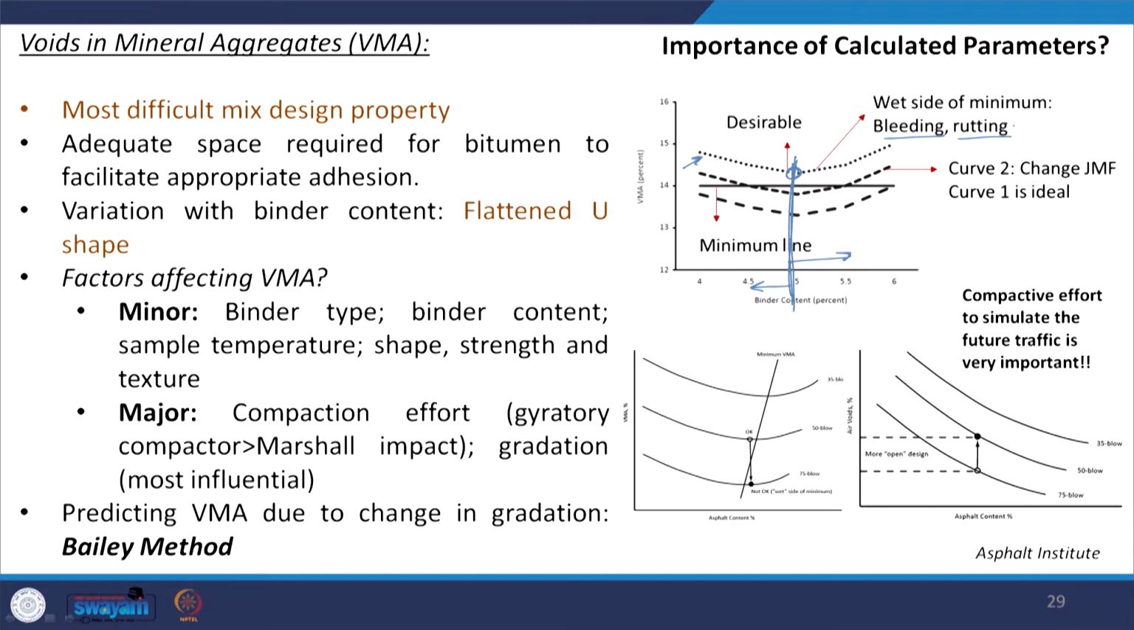So, the wet side of the minimum should be avoided, and I just said that this curve is seldom paid much attention, because the present mix design concept which we are adopting uses air void as the criterion to decide the optimum binder content, and at the optimum binder content we only check whether the value of VMA is more than the minimum or not. So, we are only checking whether the value is more than the minimum, irrespective of whether the actual VMA at the optimum binder content is on the wet side or on the dry side.